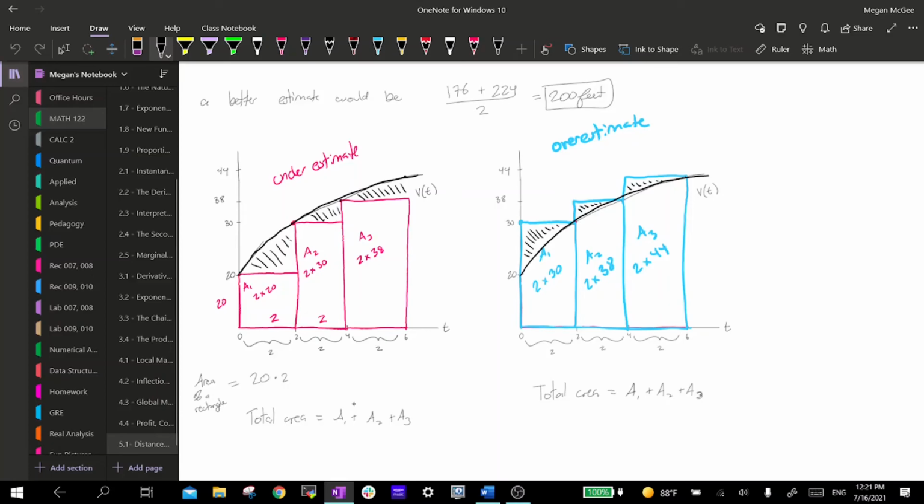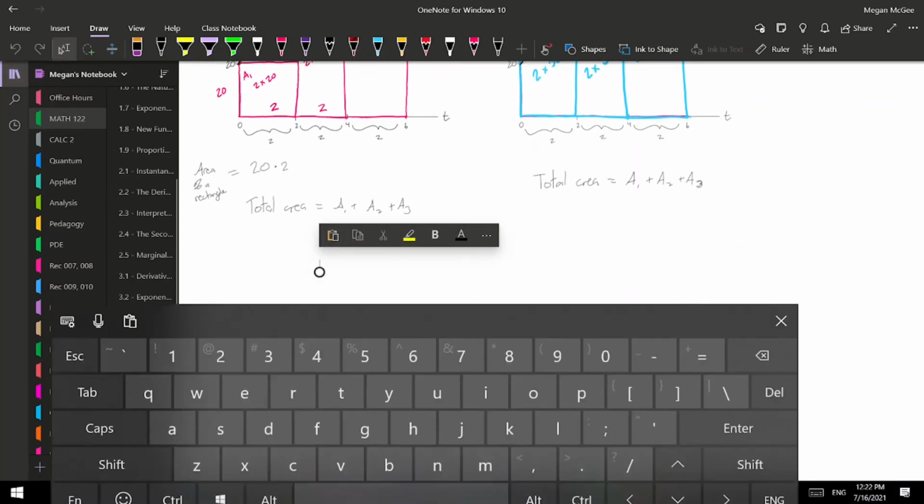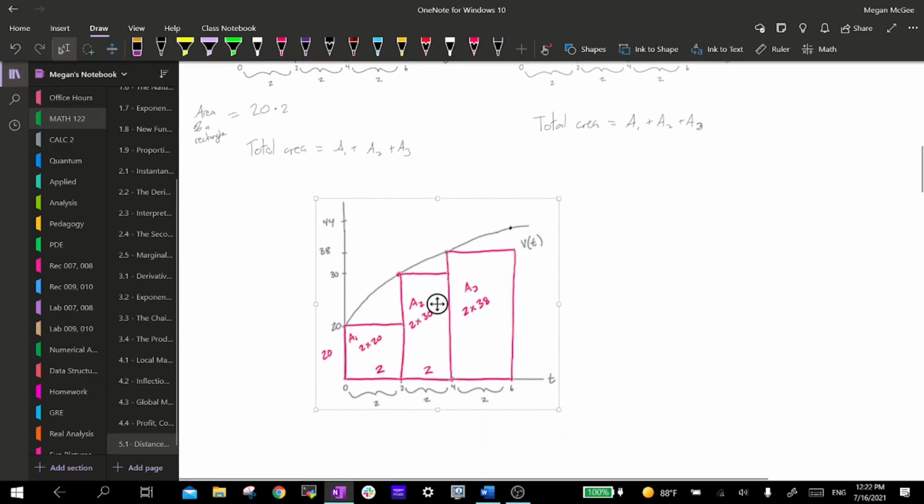Take a minute, think about this: how do you think we could make an overestimate or an underestimate better? How could we make a few rectangles look more like a curve? Okay? So we are going to see proof of this in just a second, but what if we added more rectangles? Okay, so I'm going to go ahead and paste that again.